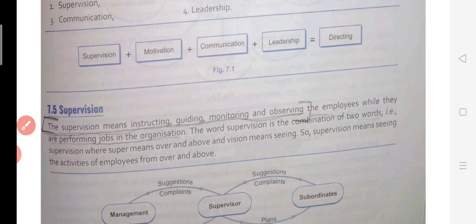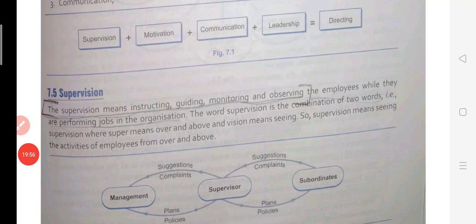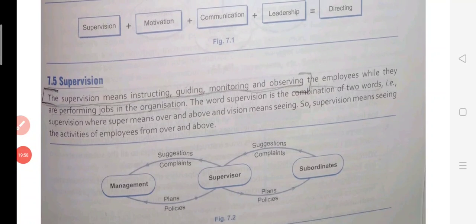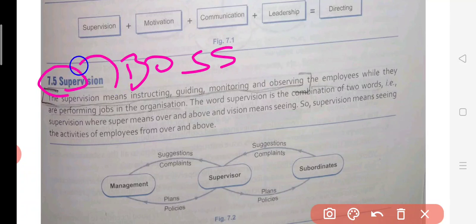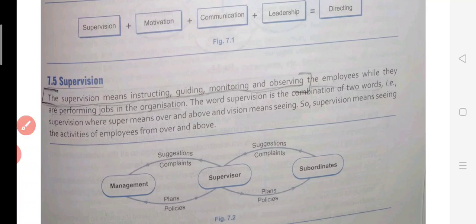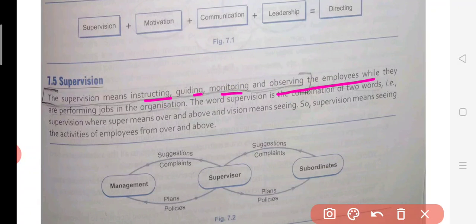Now supervision. Now supervision means what? See, super means your boss, superior. Okay, you can say that he is your boss. And this vision means nigrani rakhna, to keep a watch on the employees, that what are they doing. ये चीज का मतलब होता है supervision. Now supervision means instructing, guiding and monitoring and observing the employee while they are performing job in the organization.